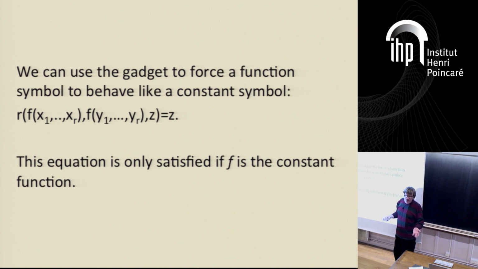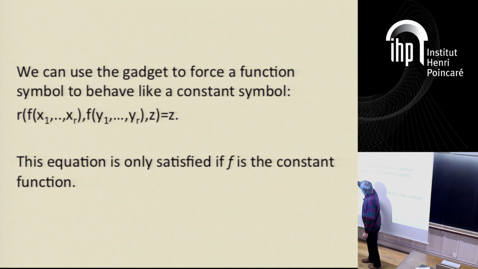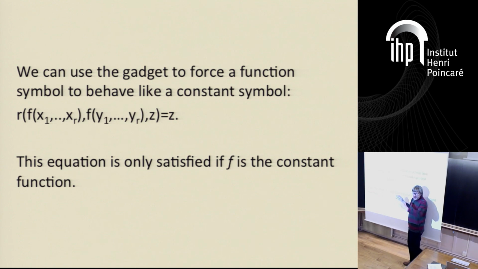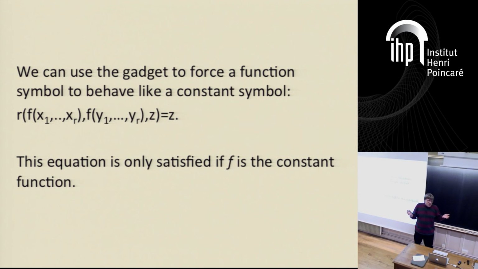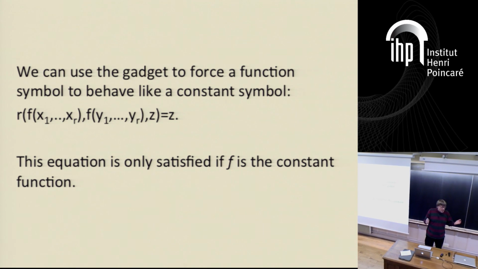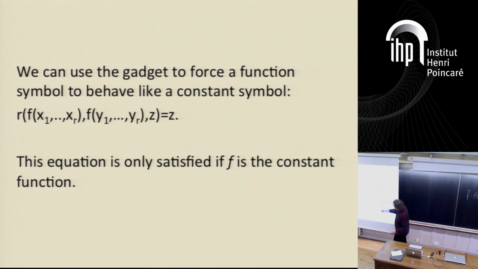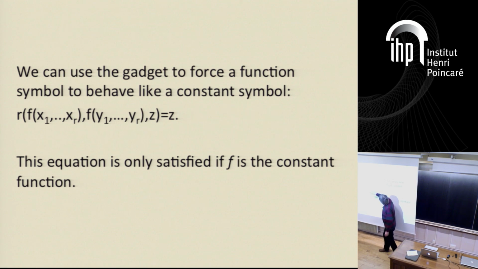You can always relabel the variables if you don't like that variable to occur elsewhere. And you can add some extra stuff to the network again, so it becomes a special type of network, like a multiple unicast network or something like that. But the basic idea is that we can force certain functions to behave like constants.